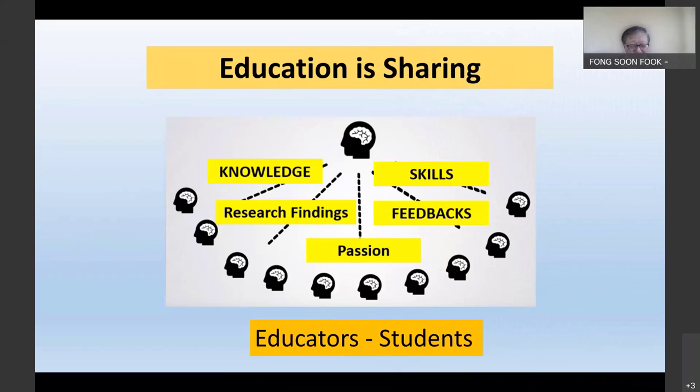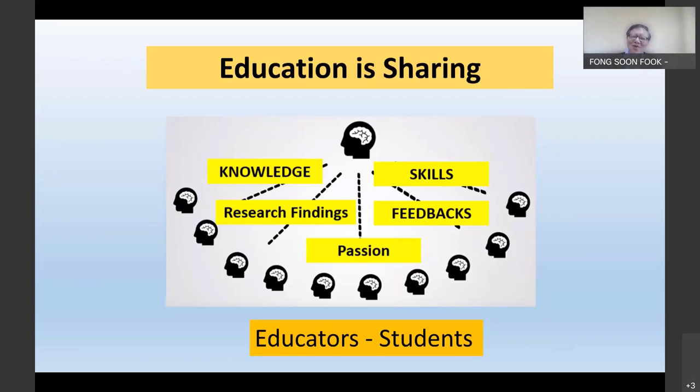Finding research in pedagogy, finding research in emergency remote teaching and learning. What kind of new pedagogy should we employ? Giving feedback is sharing. Many times, our students send in their assignments and questions. The process of giving feedback when they give a wrong response is an essential part of learning. So essentially, we are sharing our passion, isn't it?